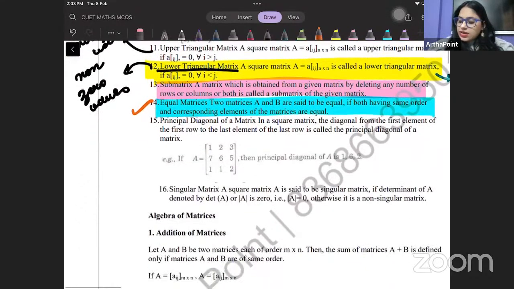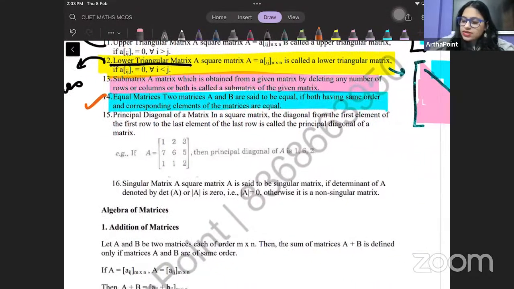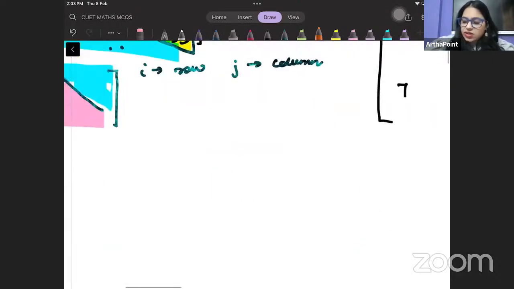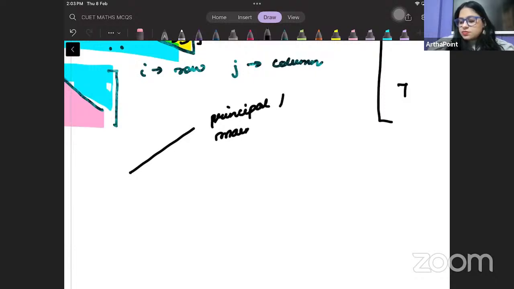Okay. Now we have something which is known as the principal diagonal of a matrix. Principal diagonal of the matrix हो जाता है बच्चे ये. This is called as the principal diagonal. So any matrix has two diagonals. One is called as the principal diagonal. This is the main diagonal. The other is called as the off diagonal.